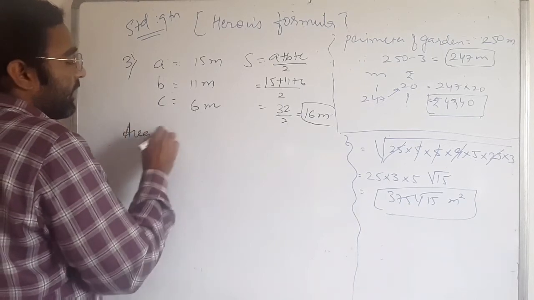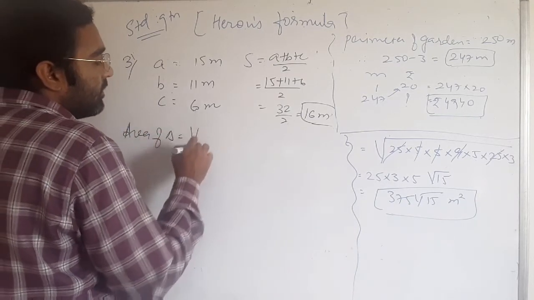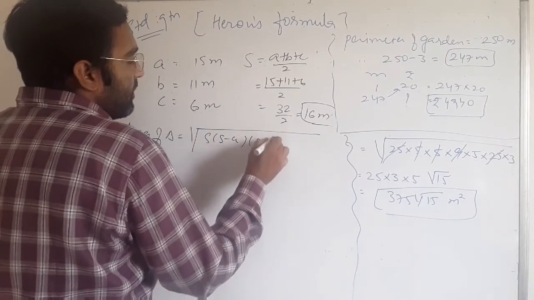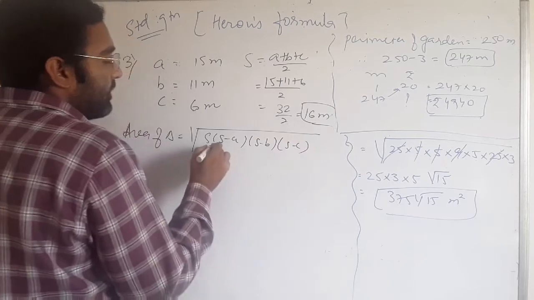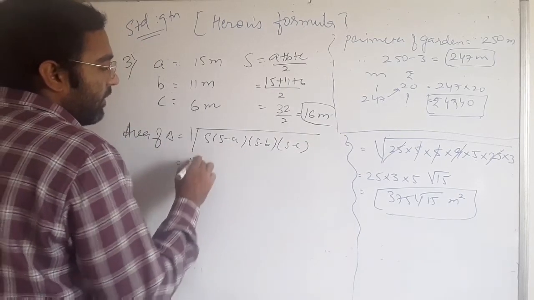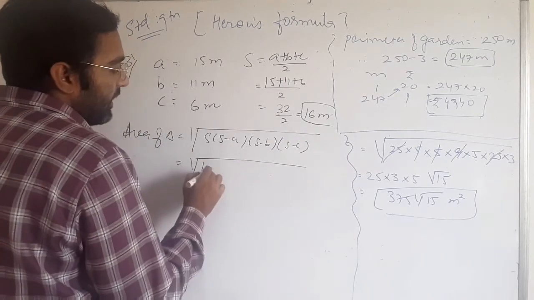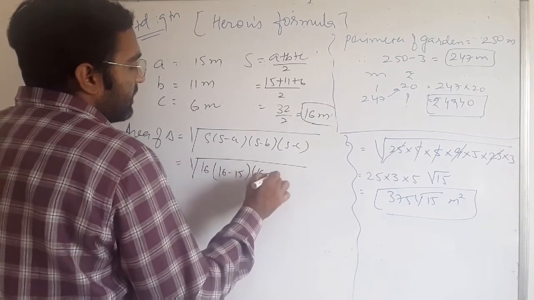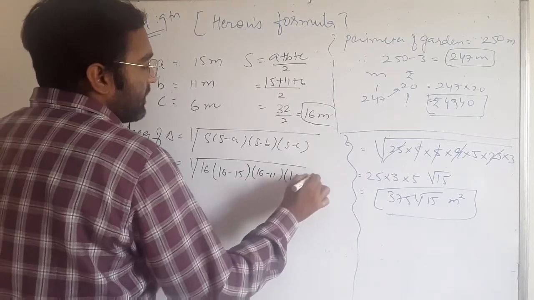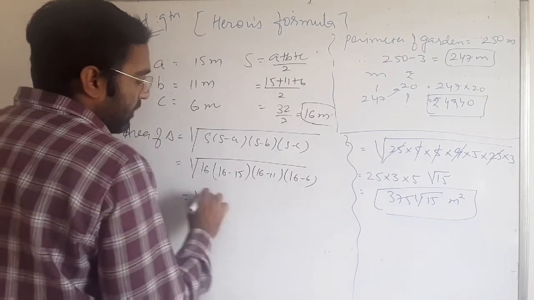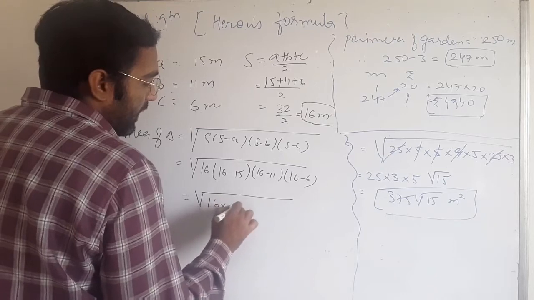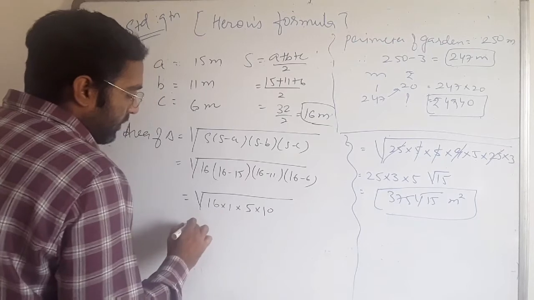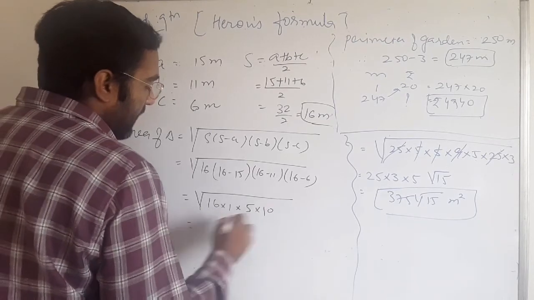So the area of the triangle is the square root of s(s minus a)(s minus b)(s minus c). So, with semi-perimeter s equal to 16, we have 16 into (16 minus 15), (16 minus 11) and (16 minus 6). Okay, so 16 into 1 into 5 into 10. Now what is the answer?